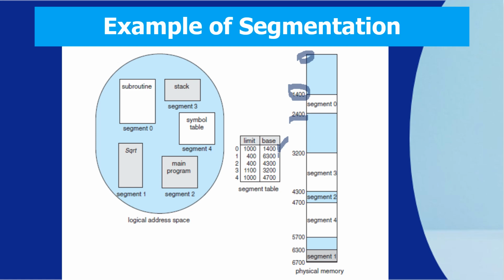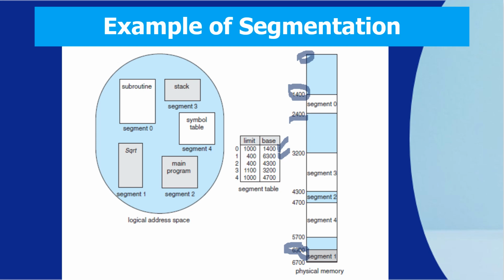Segment 1 base address is 6300. Find where the 6300 memory space is. So this is 6300, the base address. Add 400, so 6300 plus 400 is 6700. This is the limit. So segment 1 is placed here.